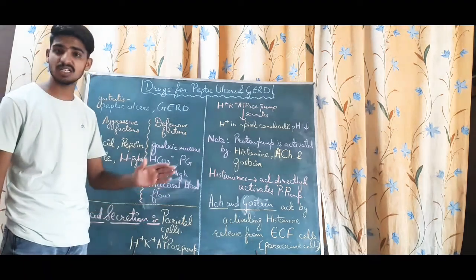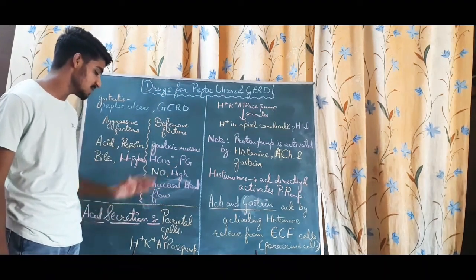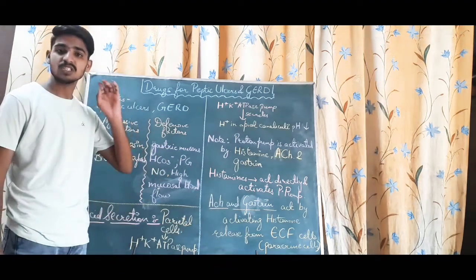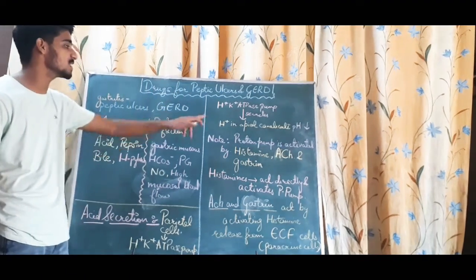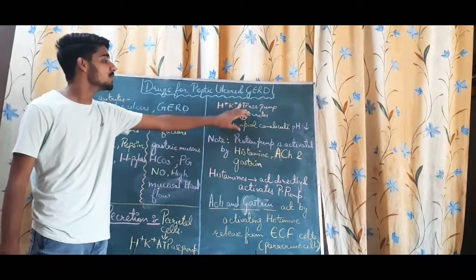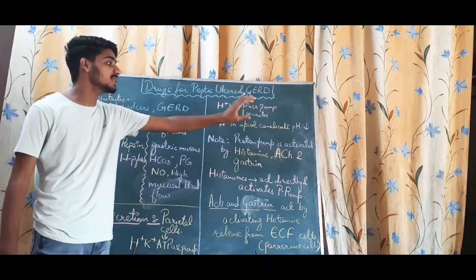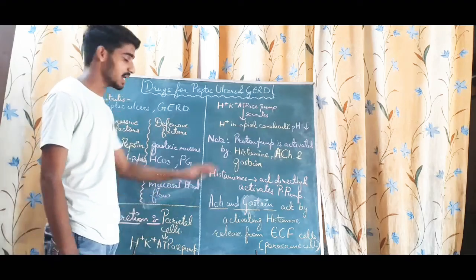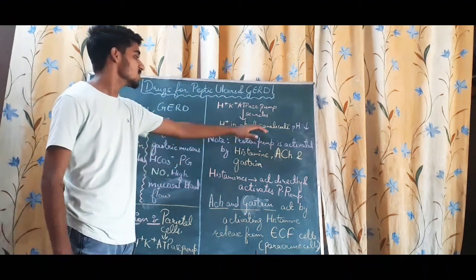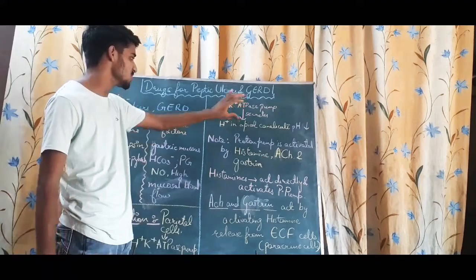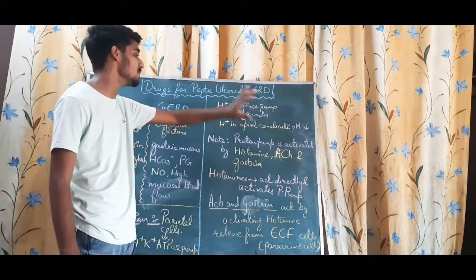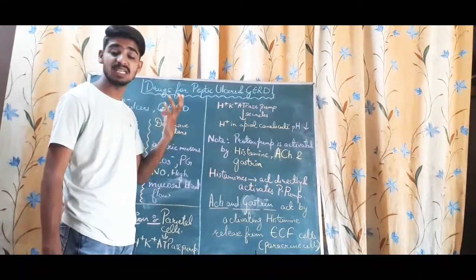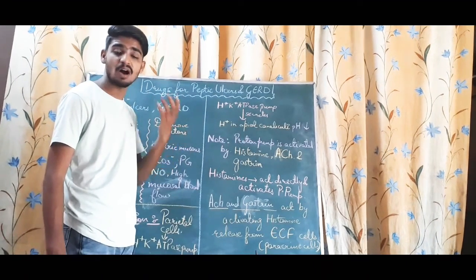Now acid secretion. Acid secretion is by the parietal cells. Parietal cells have the hydrogen potassium ATPase pump. In the hydrogen potassium ATPase pump, what happens? Hydrogen is secreted in the apical canaliculi, and then the pH starts to decrease. The pH of the stomach is 1.2 to 2.5. So this is how, by the activation of the hydrogen potassium ATPase pump, hydrogen is secreted in the apical canaliculi, leading to an increase in the acidity of the stomach.